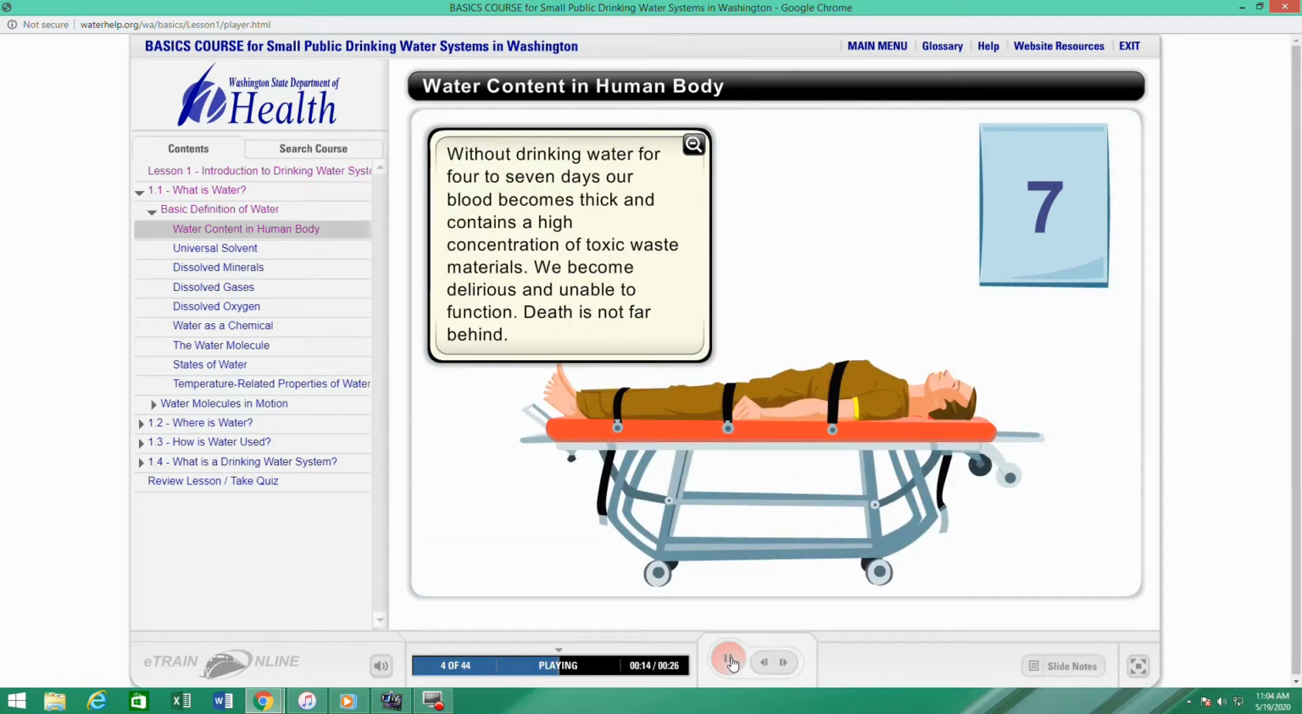Without drinking water for 4 to 7 days, our blood becomes thick and contains a high concentration of toxic waste materials. We become delirious and unable to function. Death is not far behind.